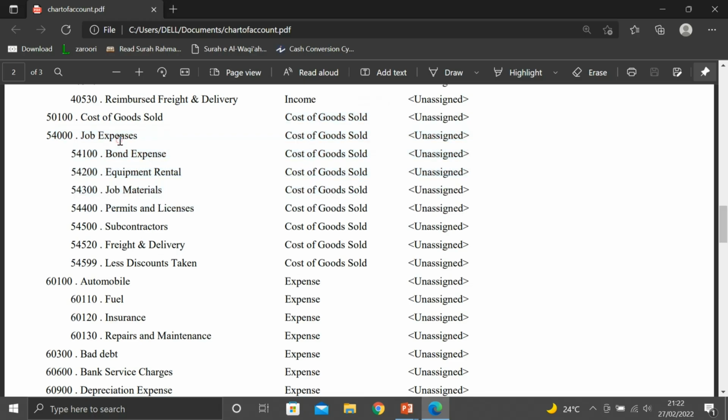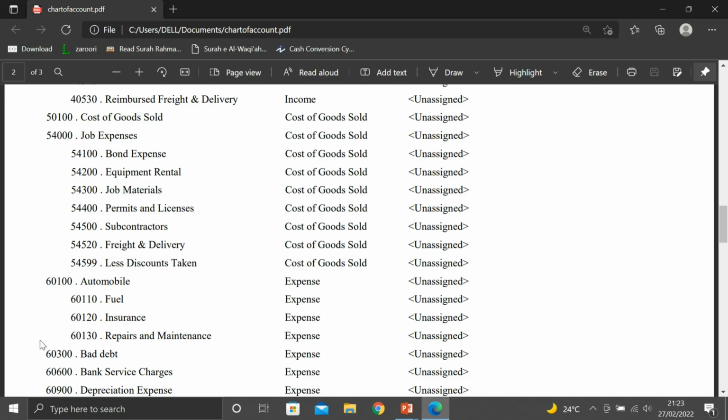The main account, the control account, is job expenses. Then the subsidiary ledgers are bond expense, equipment rental, job material, permits. If we make any entry directly in the job expense ledger, we cannot see how much exactly we spend on bond expense, or in equipment rental how much we spend. If we do not make entries in the subsidiary ledgers, it will not give us the correct report, because the amount you need to enter in equipment rental you have entered in job expenses, so it will directly go there. But if you enter here, it will automatically reflect the balance in job expenses also.